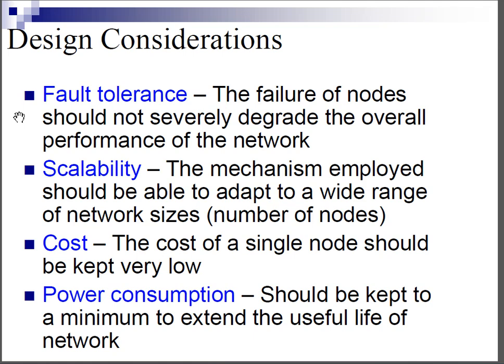If you know about the ring topology, for example, if you have 10 nodes in your ring and one node fails, the whole network fails. So no one can communicate with the others, which is not suitable for a wireless sensor network.